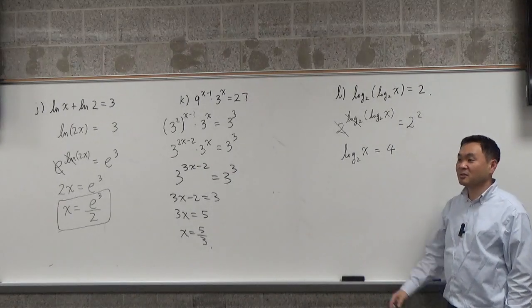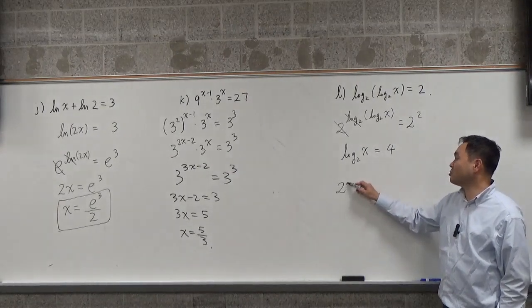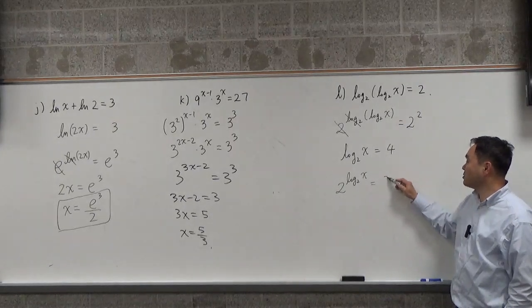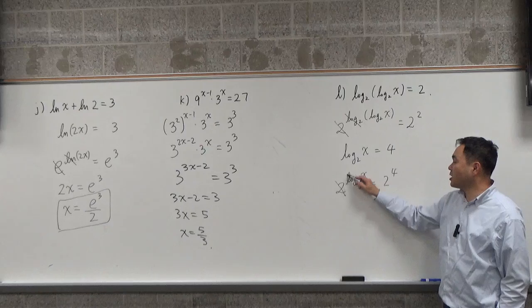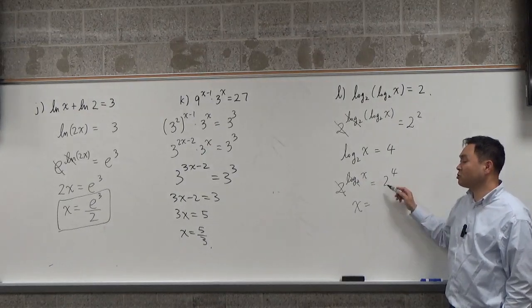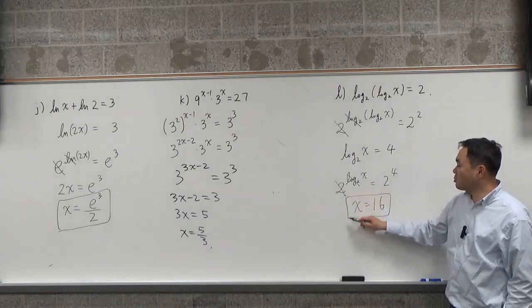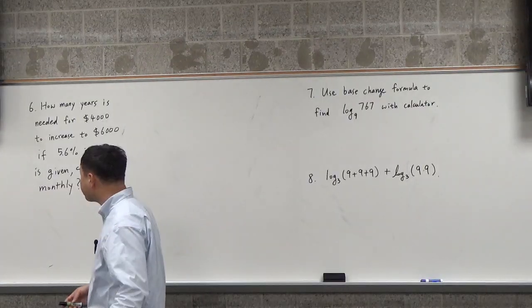What next? You raise by 2 again to remove the inner log base 2. So these cancel, and you end up with x equals 2 to the 4th power, which is 16. This is not going to cause any domain error, so that's the answer.